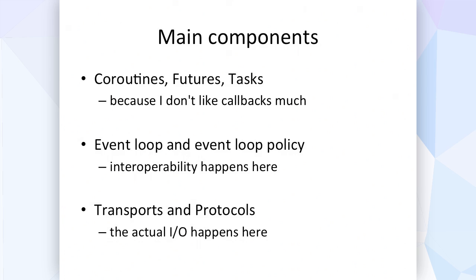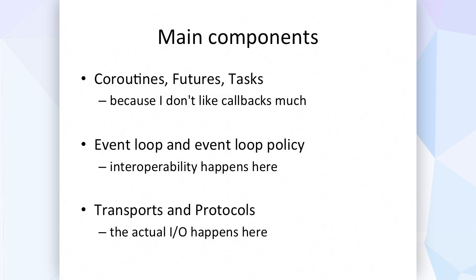So Tulip is actually a large library. There are lots of moving parts, and I like to think of the three visible parts of it. The first part is how to write callbacks without writing callbacks. That's done through things called coroutines, which are really just generators that use yield from. And also through objects called futures, and you can wrap a coroutine in a future, and then it's called a task. Did I mention I don't like callbacks much?